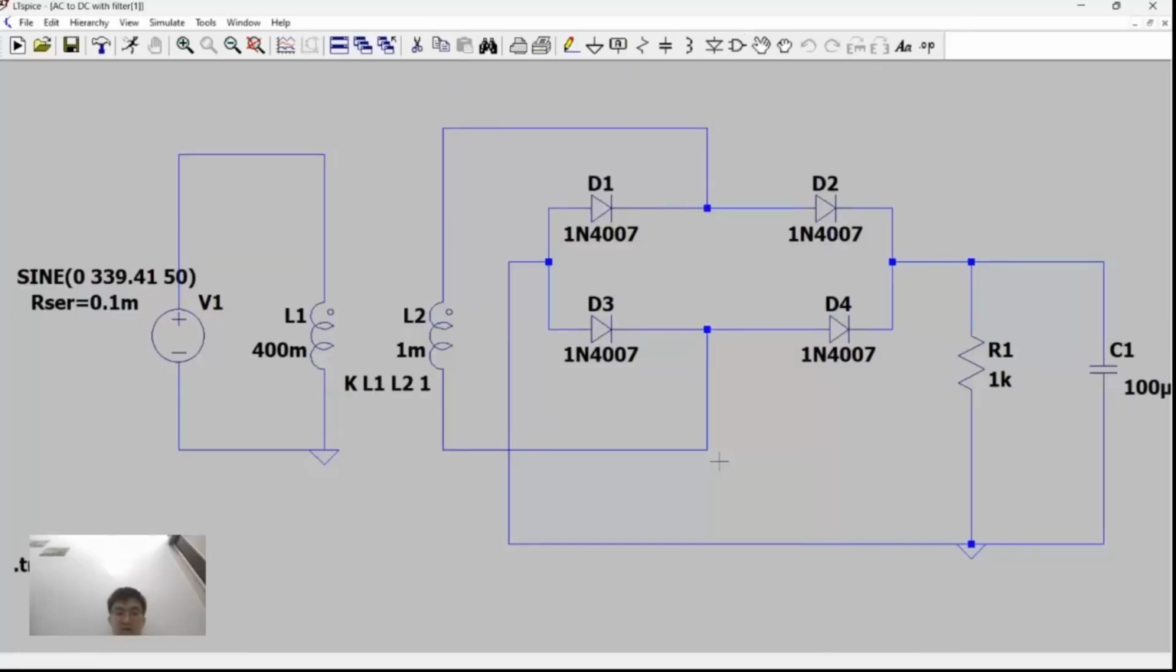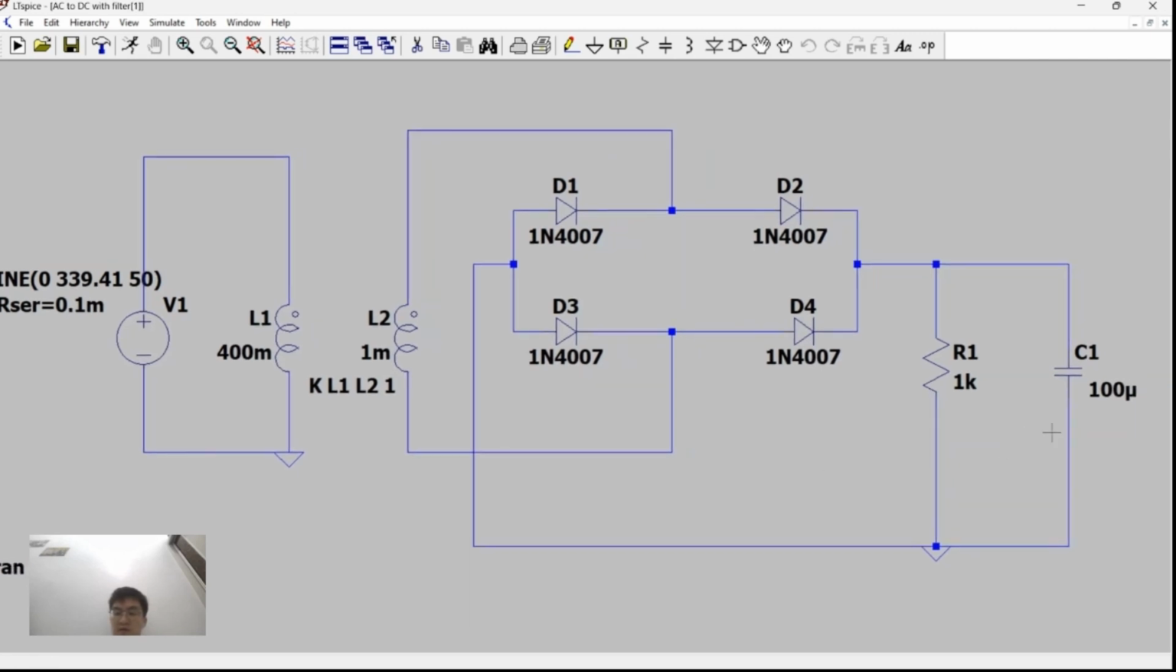After converting the AC to pulsating DC, now we move to the third part of our AC to DC converter, which is the filter. The filter is a capacitor placed parallel to the load resistor, and the function of the capacitor is to convert the pulsating DC to smooth DC with ripple by charging up at the peak and discharging steadily after the peak. And now we simulate this circuit.